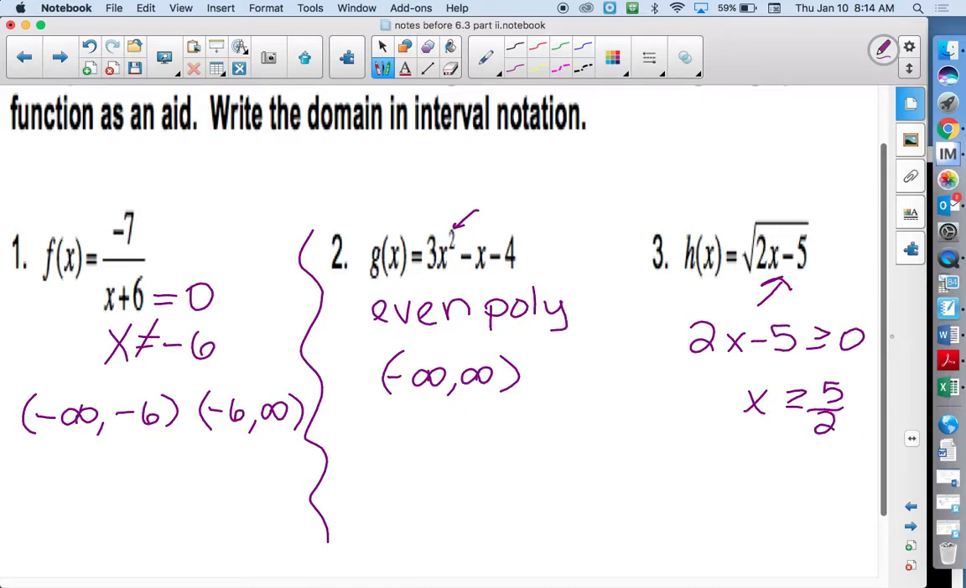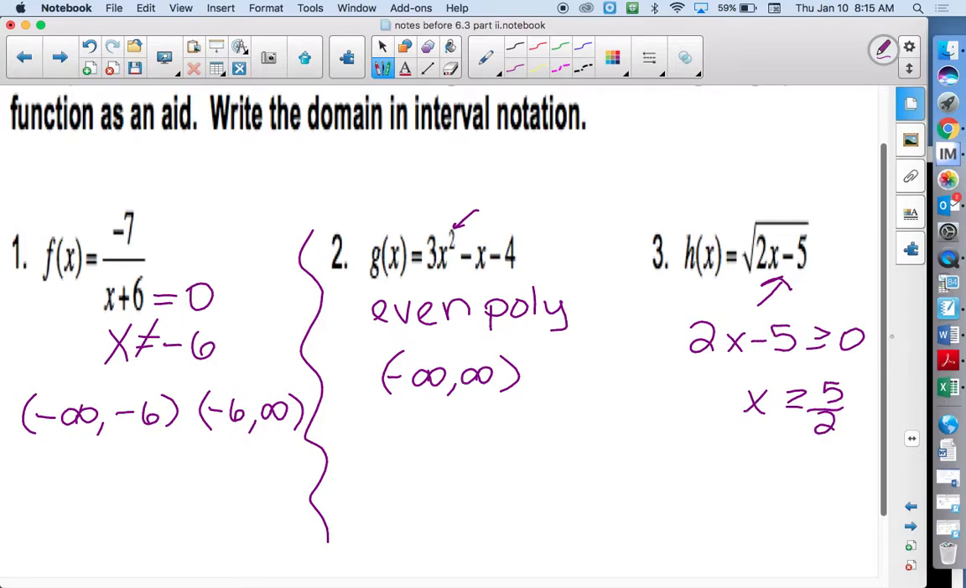So if there's a square root, whatever's underneath the square root has to be positive. To show something's positive, we can set it greater than or equal to 0. How would you write this then as an interval? So this is an inequality, but we want to write it as an interval. Maggie, do you know how you write it as an interval? It says x is greater than or equal to 5 halves. Anyone want to take a shot at how you'd write that as an interval? Interval notation?